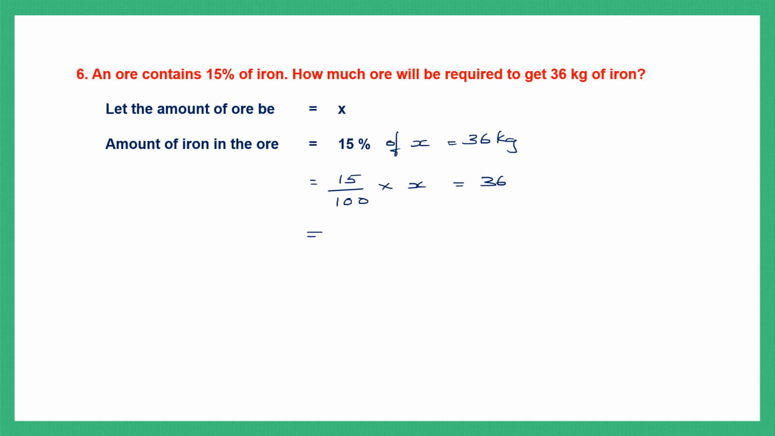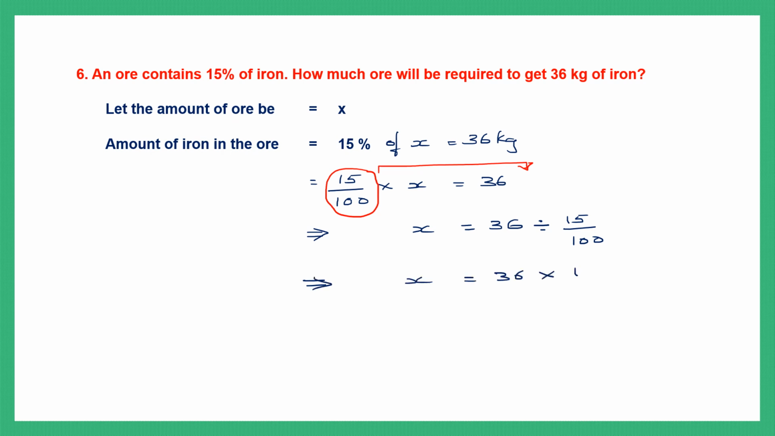Now we are going to find the value of X. So we're going to leave X on the left hand side. On the right we have 36. I'm going to transpose this 15 by 100 to the right hand side. Here it is multiplication. When it goes there, it becomes division. So this is divided by 15 by 100. So X is equal to 36 into 100 by 15, the reciprocal.